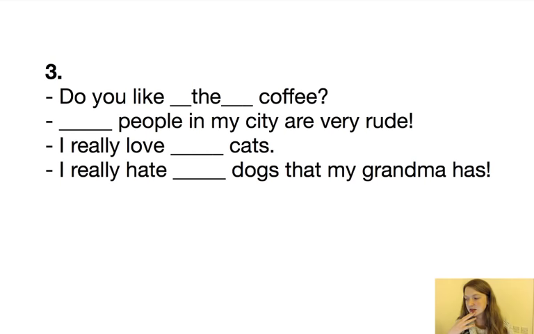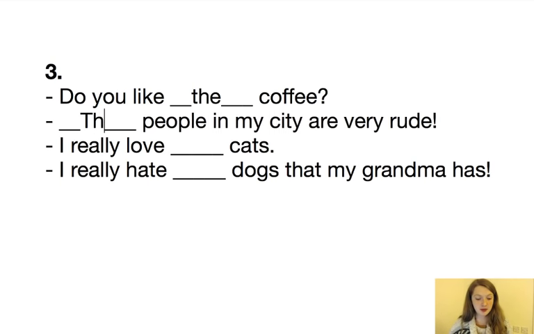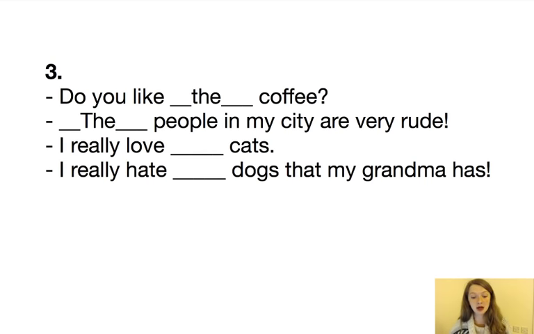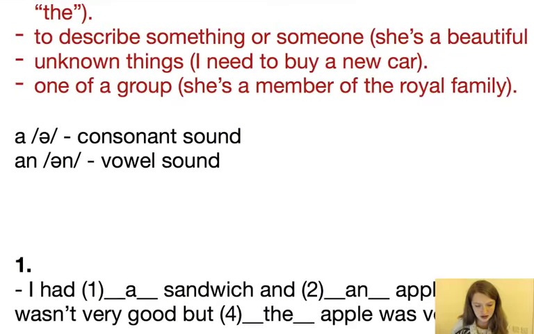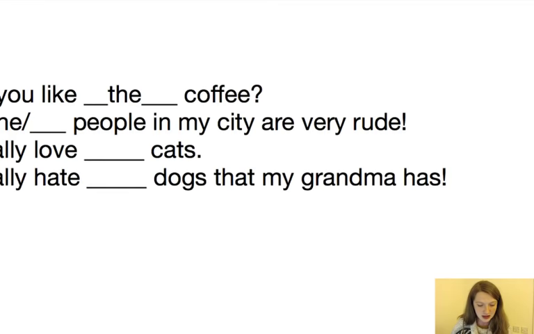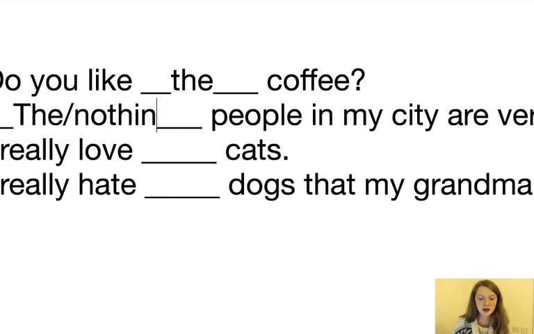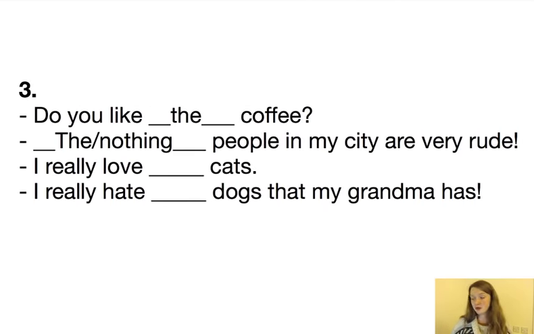What do we think? So some people in the comments are saying the people. Now I can use the people, okay? The people in my city, very specific people. The people in my city are very rude. You might also hear some people say, people in my city are very rude. It's talking in general, okay? Both are applicable. So you can have this or you can have nothing. Or we can just have nothing. So the people in my city are very rude. Or people in my city are very rude in general, okay? But I would say the sounds a bit more natural.